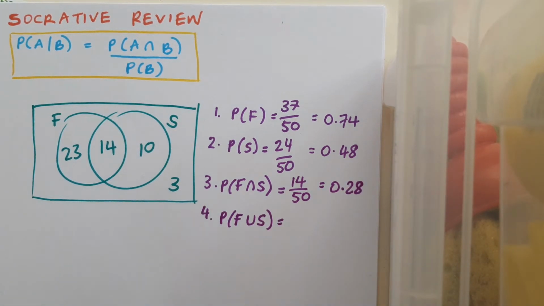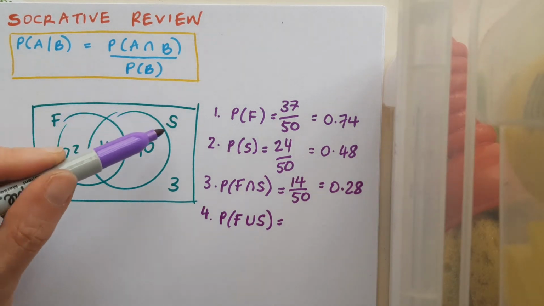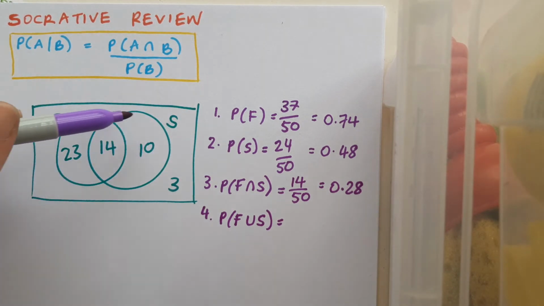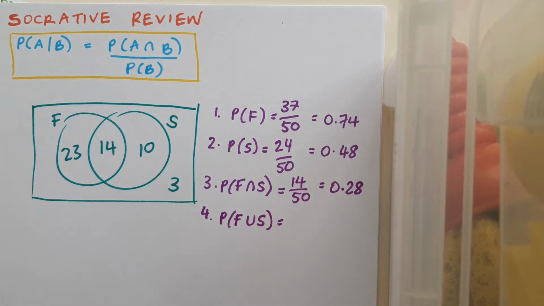Question 4 is to find the probability of F union S. Well, that's the entire central section here, the F and S regions all together. And that's 47 over 50, or 0.94.